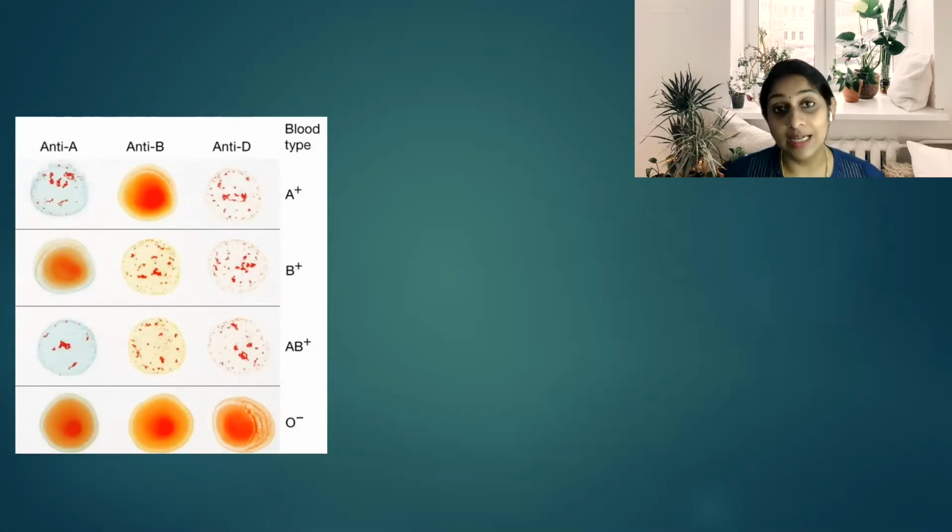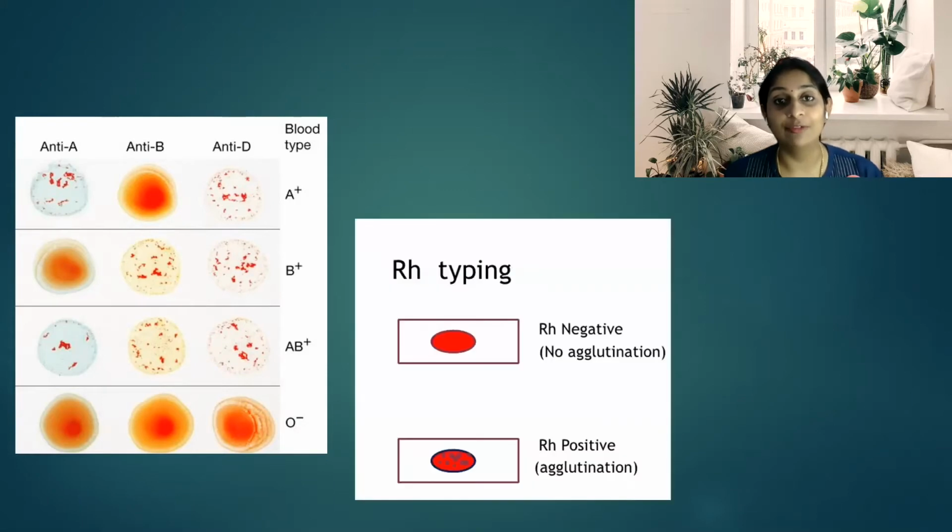Now, this is the blood grouping. We also have to do typing. Typing means we have to say whether the patient is positive blood group or negative blood group. To say that, whatever we get in the anti-D is only going to give you the result. If we get agglutination or clumping in the anti-D, then it is positive. If we don't get clumping or agglutination, then it is negative blood group.